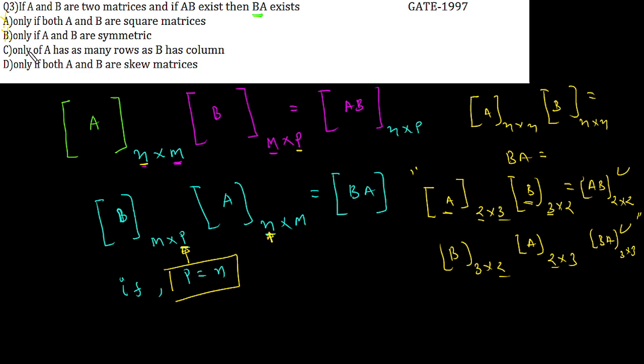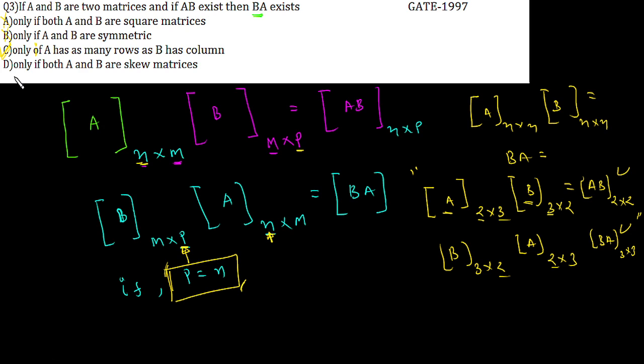Again let's look: only if A has as many rows as B has columns. So it is telling this condition: the number of rows in the first matrix is exactly the same as the number of columns in the second matrix. Then the multiplication of BA and AB both exist. So option C is the correct one.